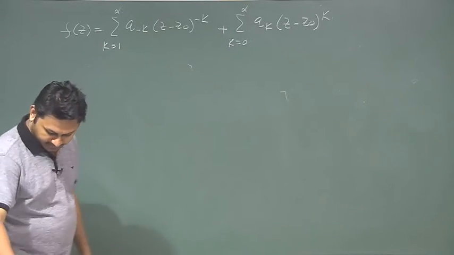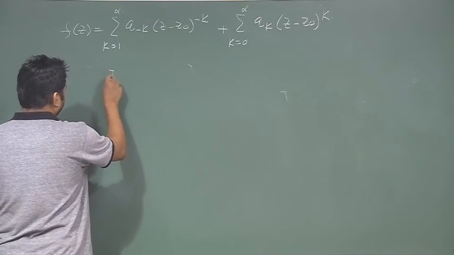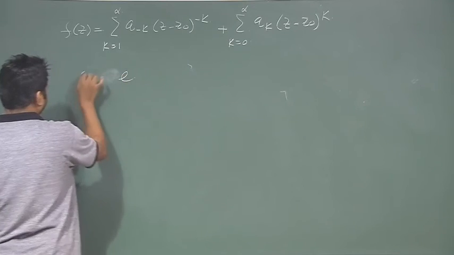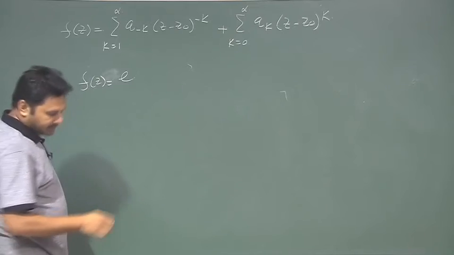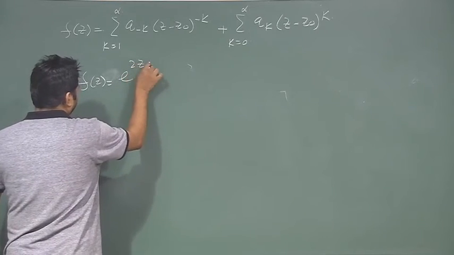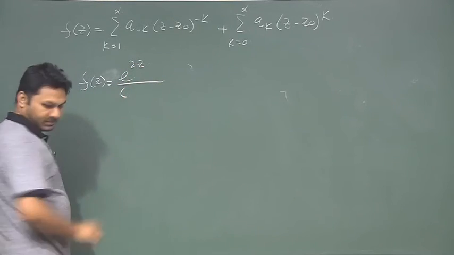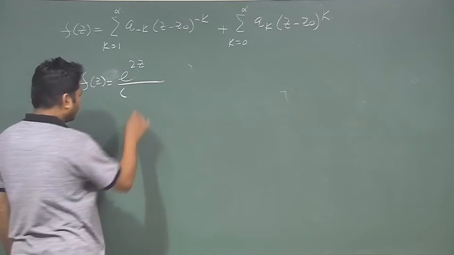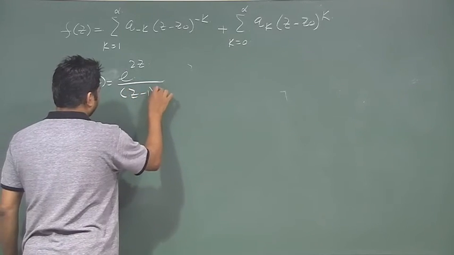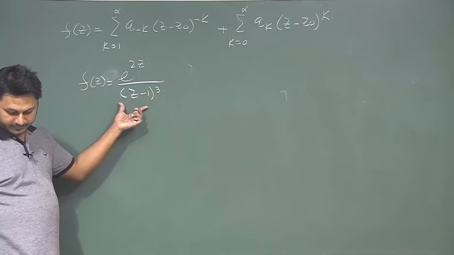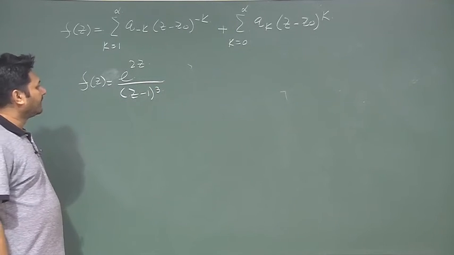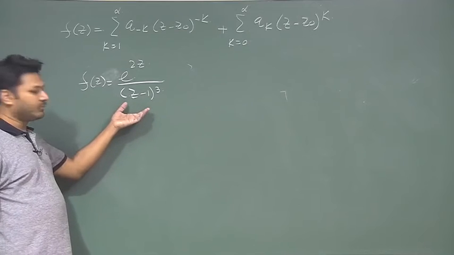So, let me say z to the power e to the power function. A new kind of example is necessary, otherwise things will be monotonous with the old example every time. So, it is e to the power 2z divided by (z minus 1) whole cube. This is the function we have. Now I need to find out how many singularities there are.